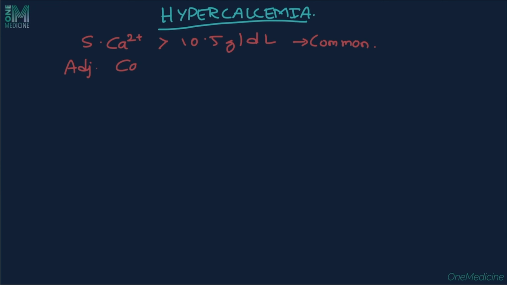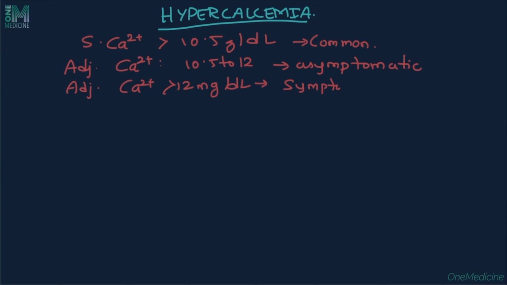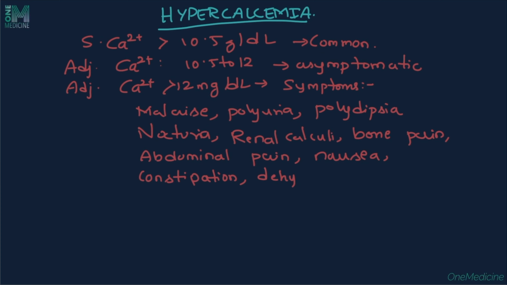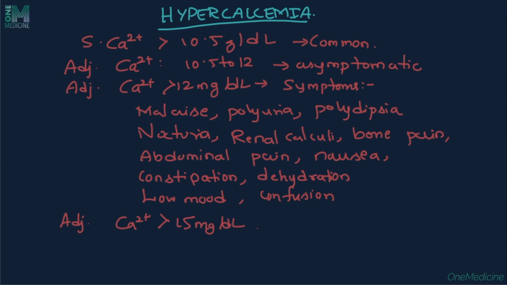Adjusted calcium concentration of 10.5 to 12 mg per deciliter is often asymptomatic. Adjusted calcium concentration of more than 12 mg per deciliter usually causes symptoms including malaise, polyuria, polydipsia, nocturia, renal calculi, bone pain, abdominal pain, nausea, constipation, dehydration, low mood, and confusion. Adjusted calcium concentration of more than 15 mg per deciliter carries a risk of arrhythmias.